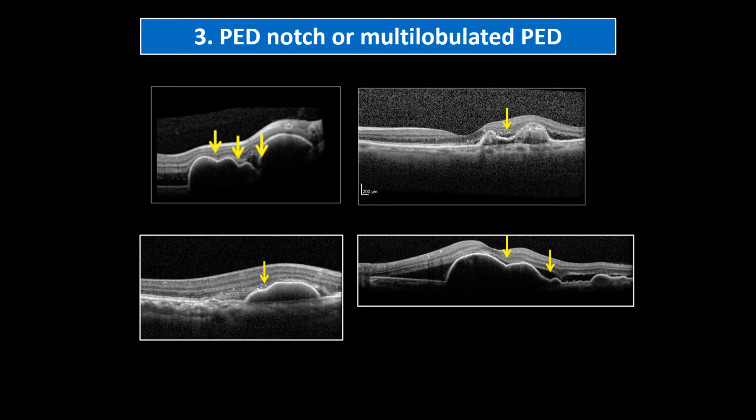Another feature is PED notch or multilobulated PED. You can look at the B-scan OCT and see that the surface of the PED has a notch. It can be 1, 2, or 3 notches. It doesn't matter how many, but if a notch is present, then it met the criterion.